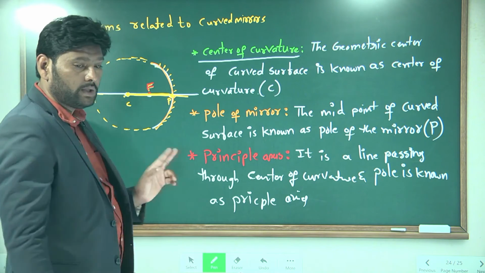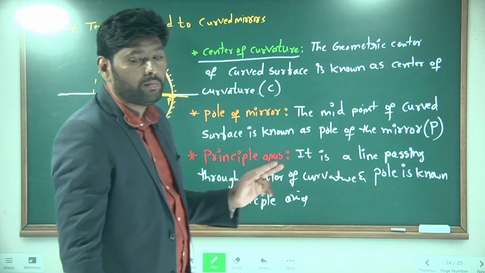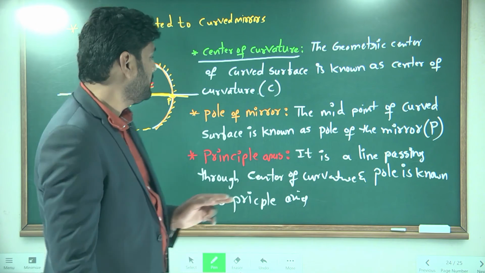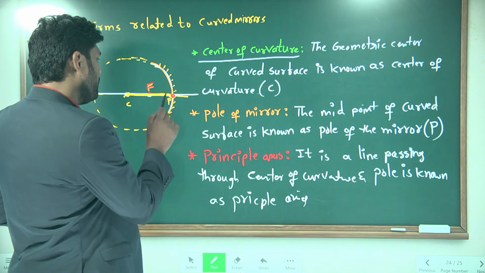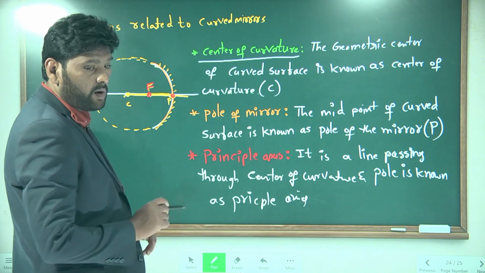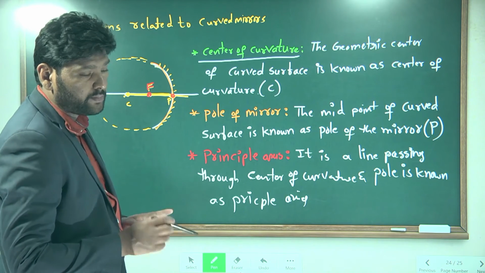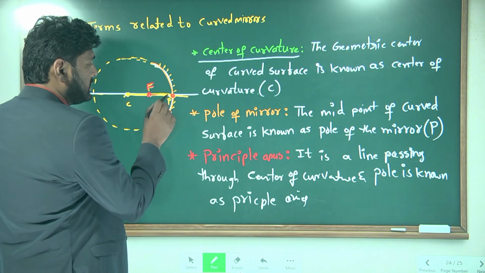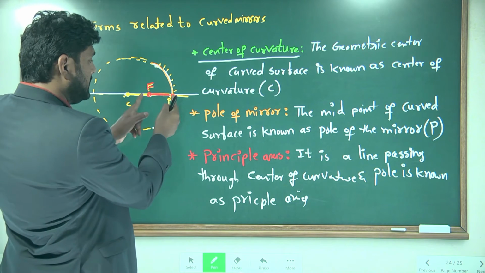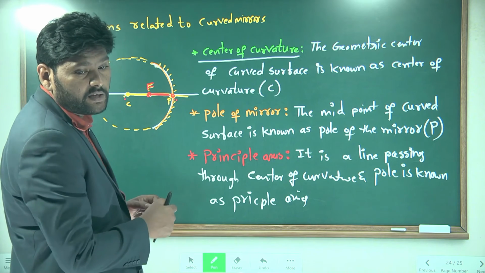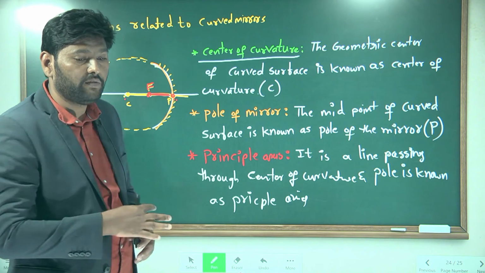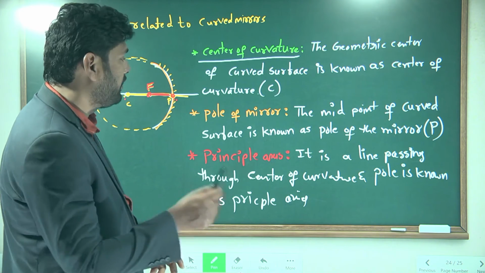Same way, one more thing, focal length. What is meant by focal length? Focal length means the distance between the pole and the focus point. The distance between the pole and the center of curvature is known as the radius of curvature. Sorry, this length is known as the focal length, and this length is known as the radius of curvature. This way we can define the radius of curvature and focal length.